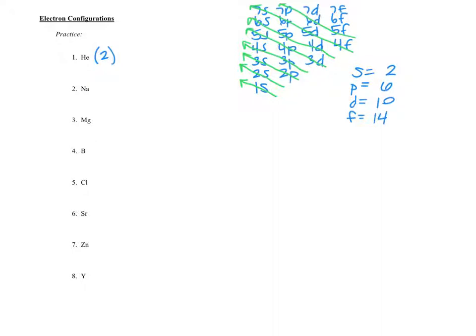Remember that only 2 electrons can fit per suborbital. S has 1 suborbital, 1 bedroom if you're thinking that example, and that's the max. If you know those 2 pieces of information, you can write any electron configuration.